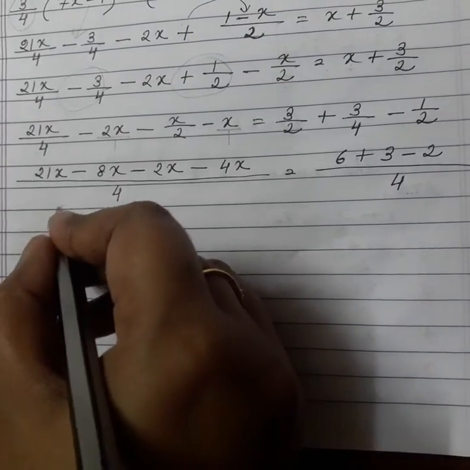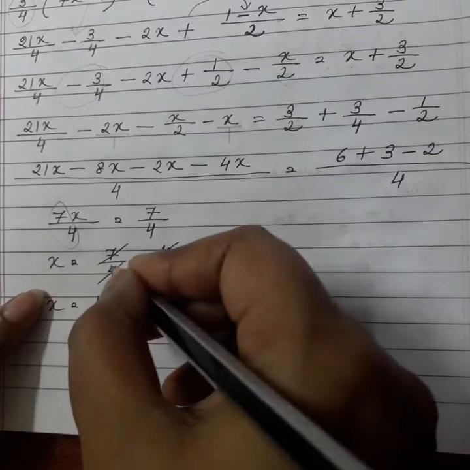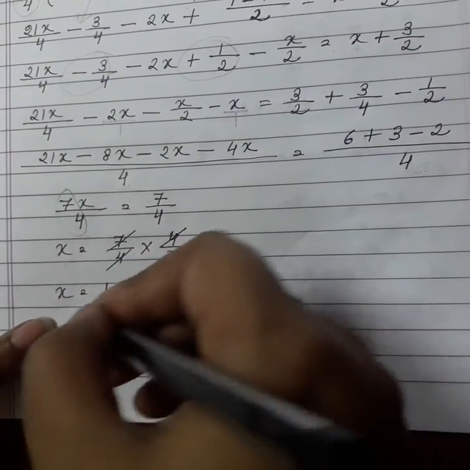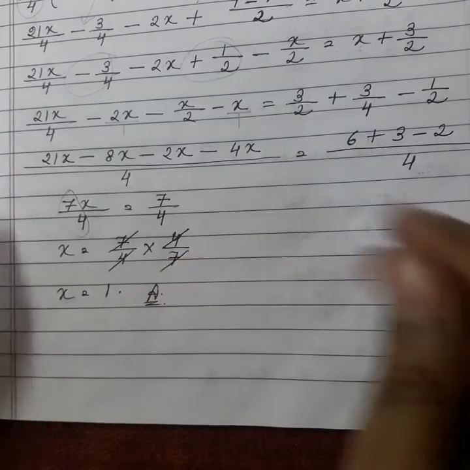So x equal to 7 by 4 is in multiplication, so when it will go on the right side, it will come 4 by 7. After doing cancellation, it's coming x equal to 1. So this type of equation you have also done in class 6. So on that way also you can solve.